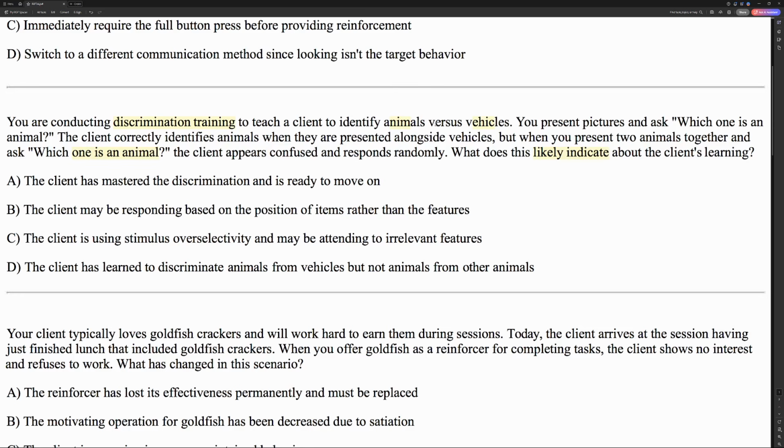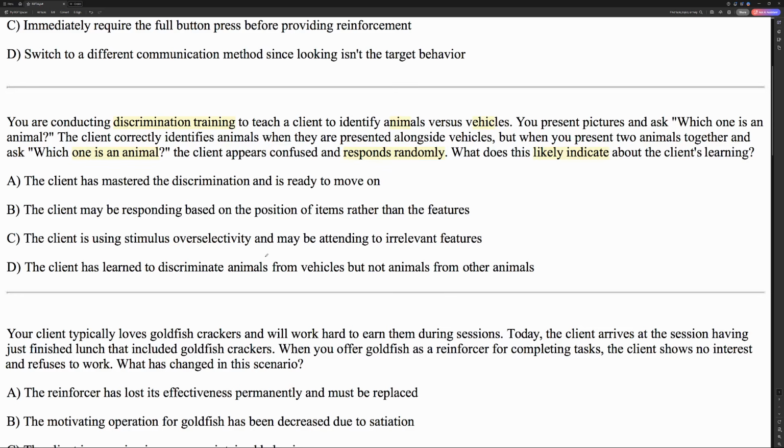We're not trying to move as quickly as we can through skills, right? We want to make sure those skills are properly taught and mastered before going to something else. B, the client may be responding based on the position of items rather than the features. Well, the issue here is it doesn't say anything about the position for animal versus vehicles, and it doesn't say that they are choosing an animal when two animals are together. They just respond randomly. So it doesn't appear they're picking based on position.